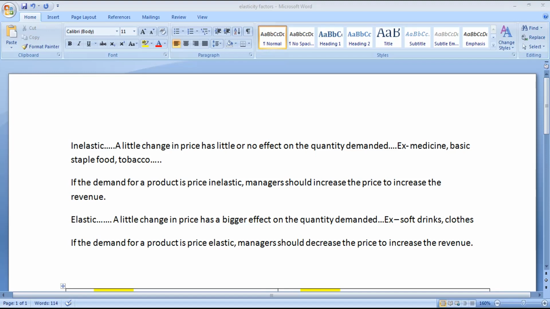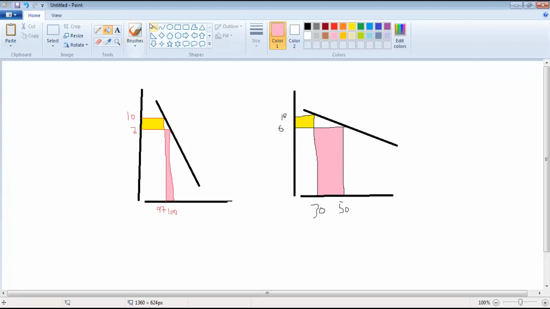And what if you get exactly 1? So it's not 0, it's not infinity, it is exactly 1. What happens then? It means it is unitary elastic. Unitary elastic means the change in price will be exactly the same as the change in demand. Again, if we look at this diagram, maybe the curve will look something like this.